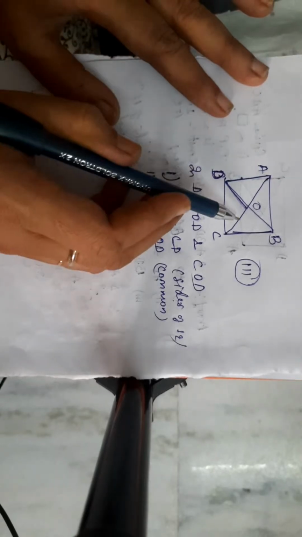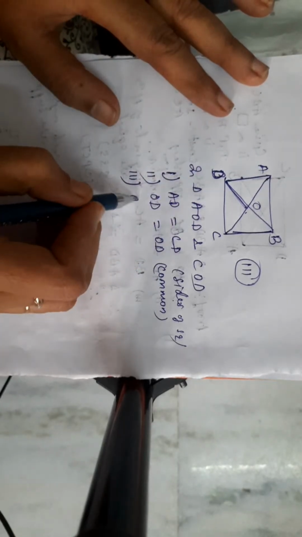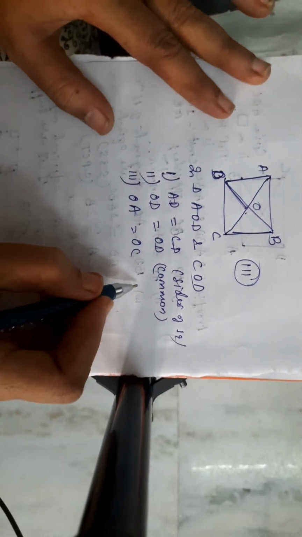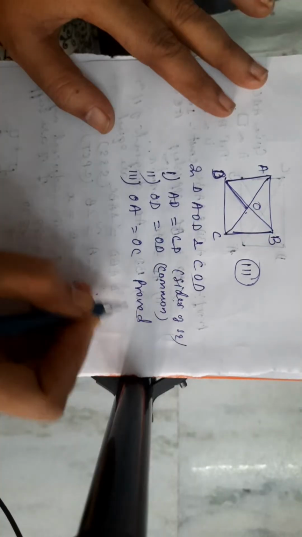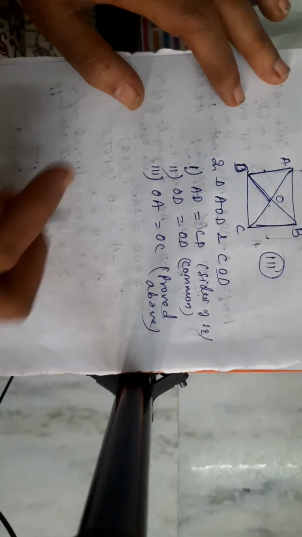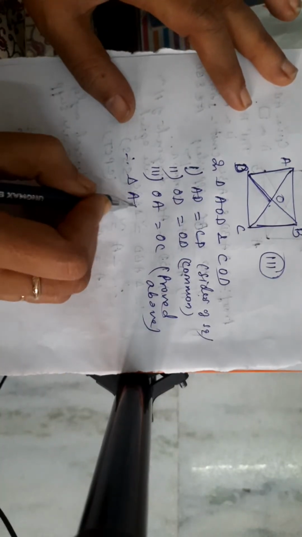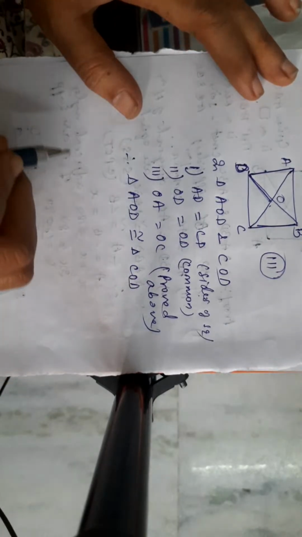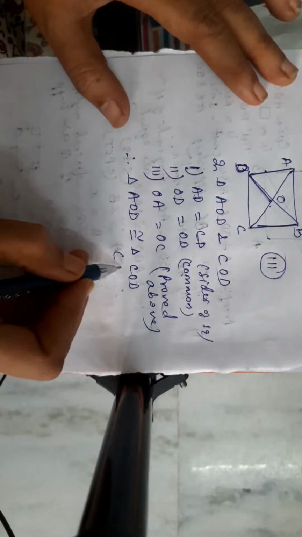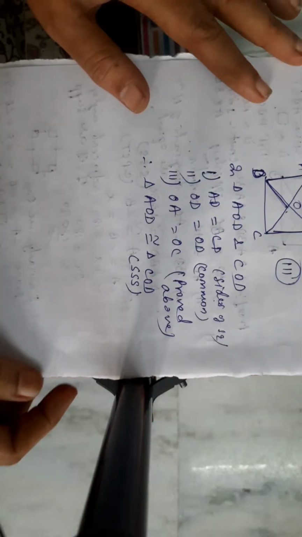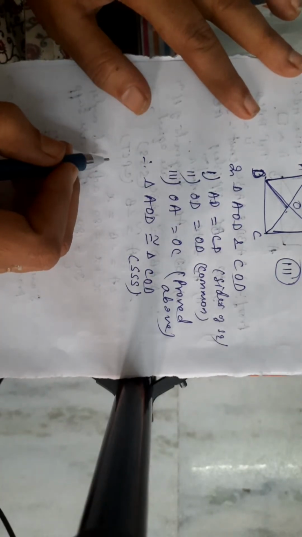Third one, if you recall, we made the diagonals equal. So OA is equal to OC. This is diagonals bisect each other, proved above. So this we already proved. We got 3 points here. Therefore, triangle AOD is congruent to triangle COD. So this is how we got they are congruent, by SSS property.